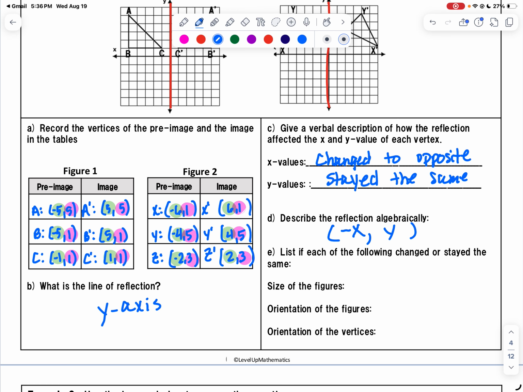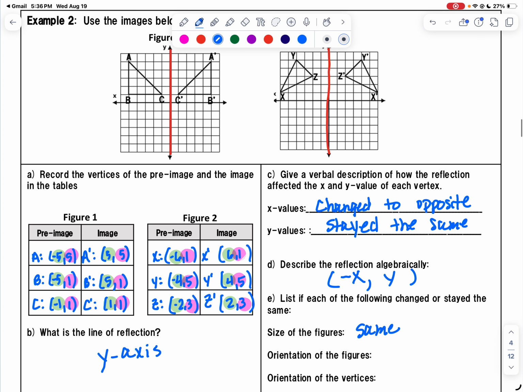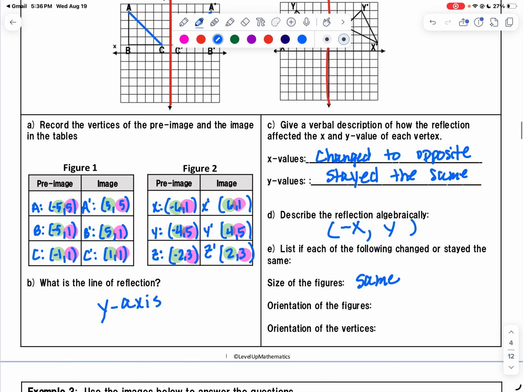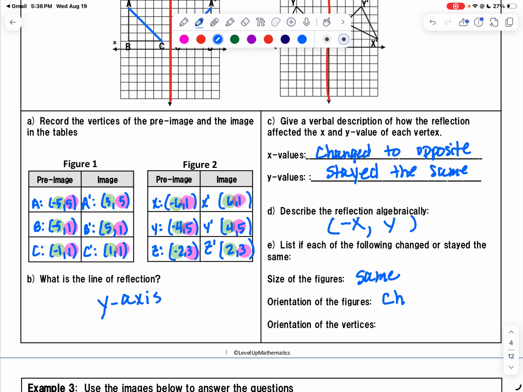Now, list if each of the following changed or stayed the same. So the size of the figures stayed the same. Now, the orientation changed because on this triangle, our hypotenuse is on the right side, but in our image, the hypotenuse is on the left side. So the orientation changed.